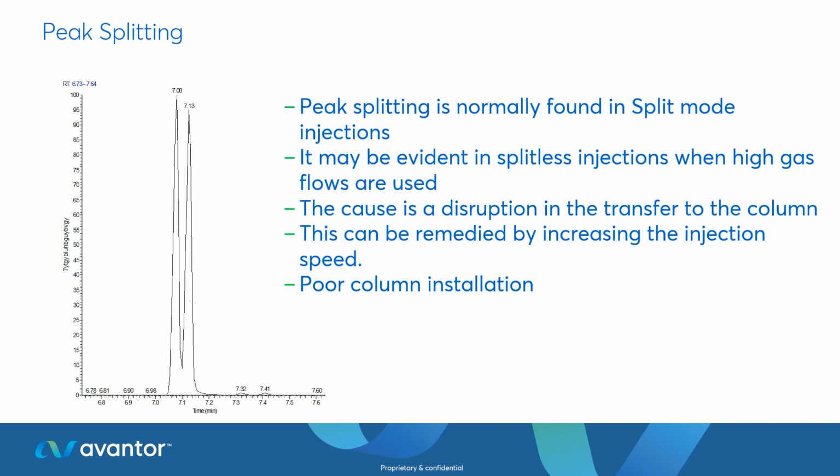Peak splitting is another common artifact that is often found in split mode, and here we can see an example of that. It might occur in splitless mode when using high gas flows, and again the cause is the disruption of the sample to the column. It can be remedied by increasing the injection speed or by looking at addressing the issues with poor column installation.